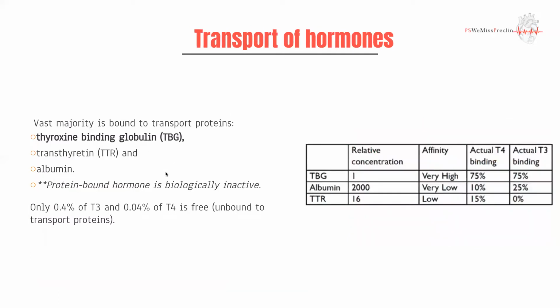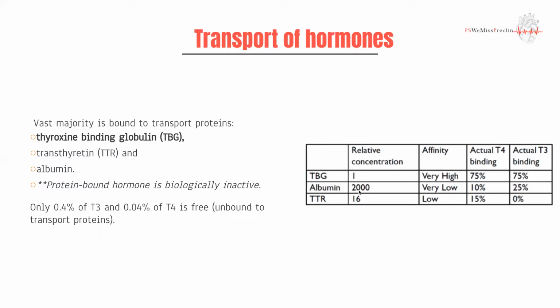Now, what you need to know is that most of the hormone actually in the blood is not free hormone. It's actually bound to transport proteins. The three relevant ones are TBG, or thyroxine binding globulin, transthyretin, and albumin. And here are the three with the relative concentrations and affinities.